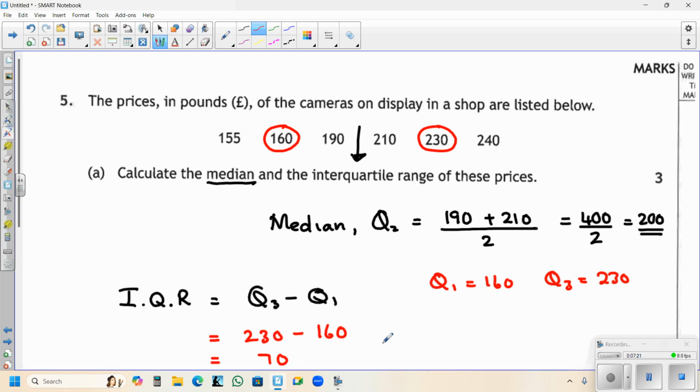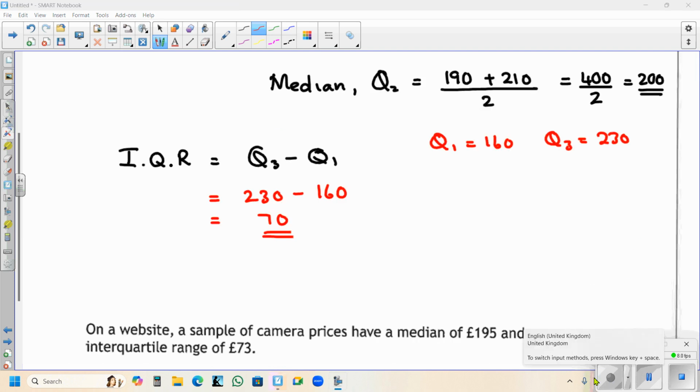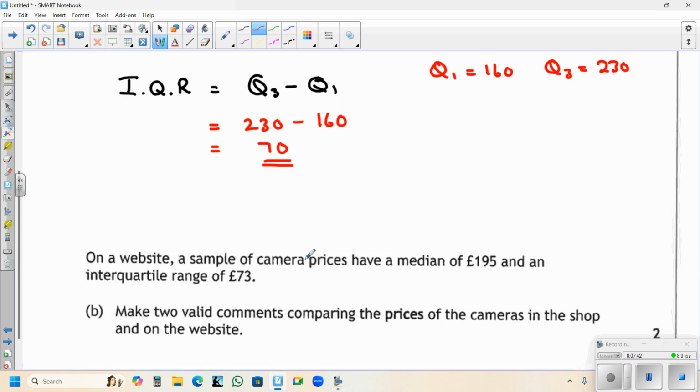Now do a sum at the side of your page, you do not want to make any silly mistakes. So that's your interquartile range done, and you've got your median there as well. Underline both answers so you can see what they have. Now usually the next part of one of these questions is a comparison. It says on a website, a sample of camera prices have a median of £195 and an interquartile range of 73. Make 2 valid comments comparing the prices of the cameras in the shop and on the website.